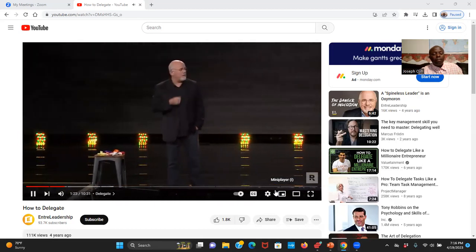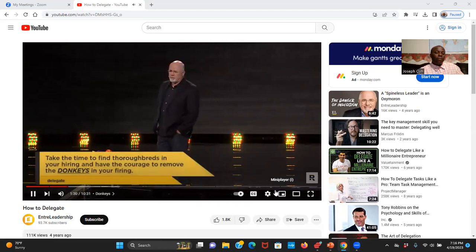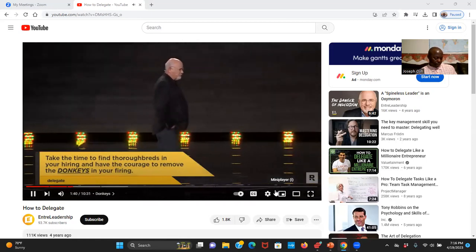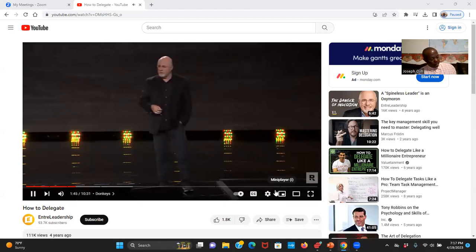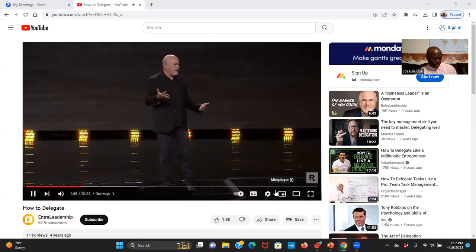Hiring and firing take time to find thoroughbreds and have the courage to get the donkeys out. I tried to mix thoroughbreds and donkeys for a while, and they don't like each other. Donkeys don't like thoroughbreds around because the very presence of a thoroughbred exposes a donkey's donkeyness. Thoroughbreds don't like having donkeys around because, well, they're donkeys. They're lazy, they're bullheaded, they're belligerent, and they don't care. Did I mention that they don't care? Thoroughbreds don't want to hang around that.